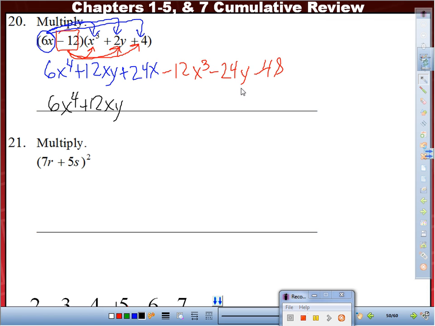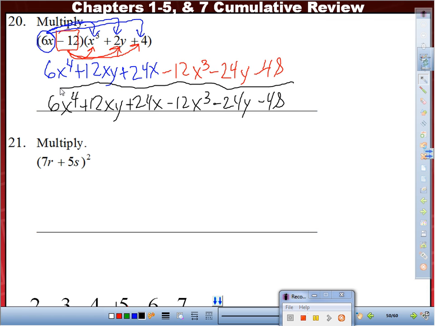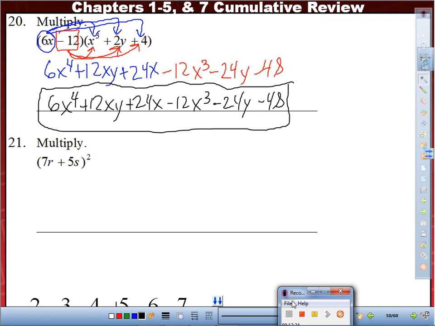Any x's by themselves? No, I just bring that down, 24x. Do I have any x cubes? No, I bring that down, negative 12x cubed. Do I have any y's by themselves aside from that one? No, I bring that down, and minus 48. And therefore, we are done. It's simplified. If you see that you don't have any common or like terms, you don't have to rewrite it, just box your answer.